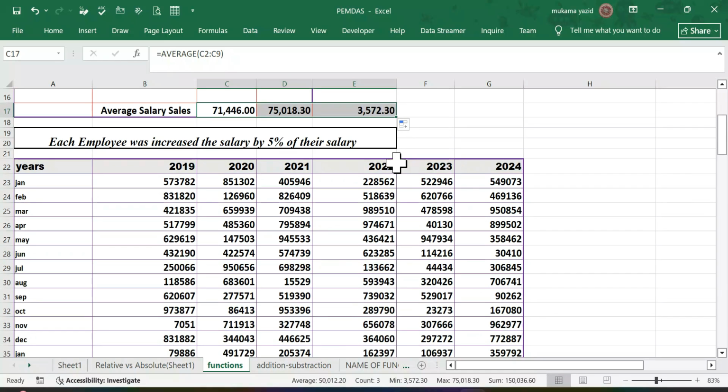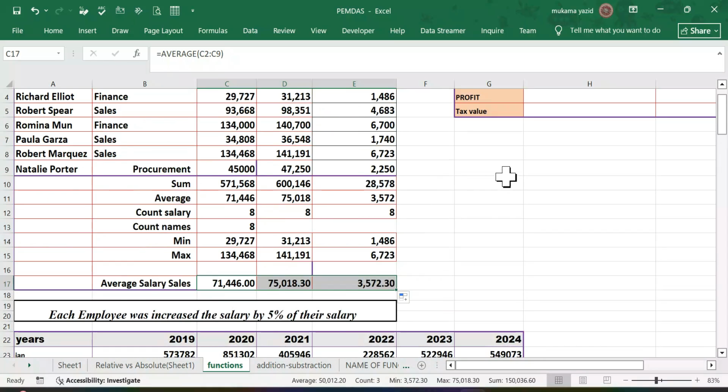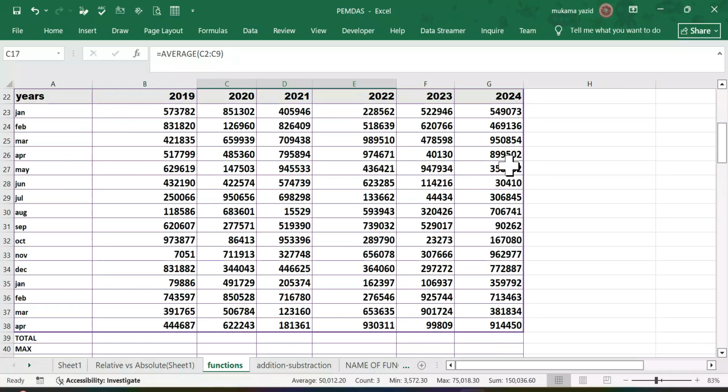So from there, each employee was given an increase of 5% of their salary. So this one I think is done. That is what we have answered already.